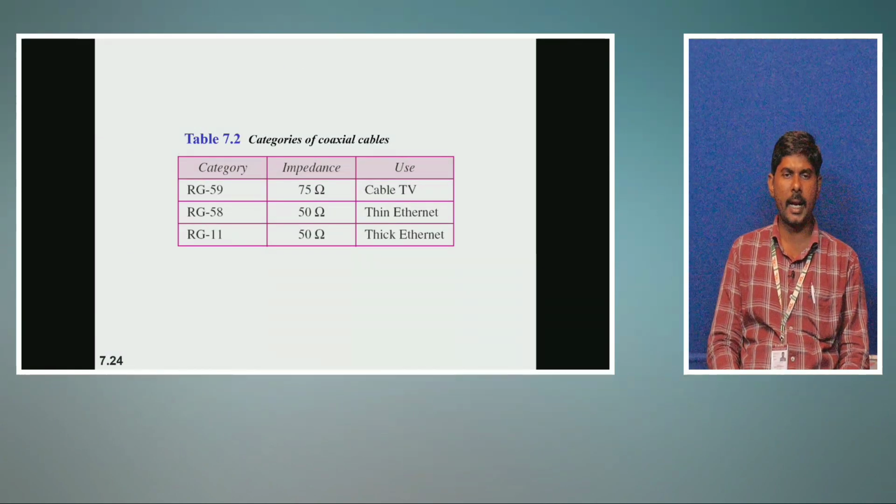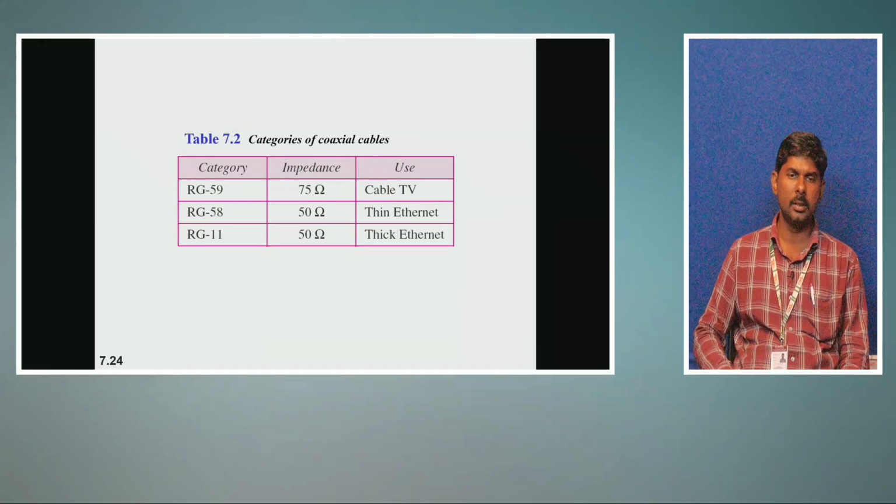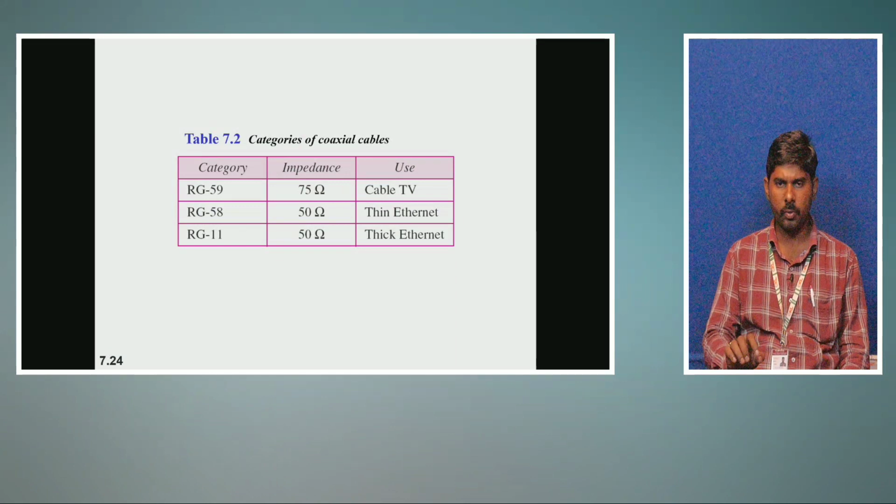So these are the different categories of coaxial cable. I told you two categories, 50 ohm and 75 ohm. Within the 50 ohm there are two types, RG58 and RG11, for thin Ethernet and thick Ethernet. RG59, a 75 ohm cable, is used for cable TV.